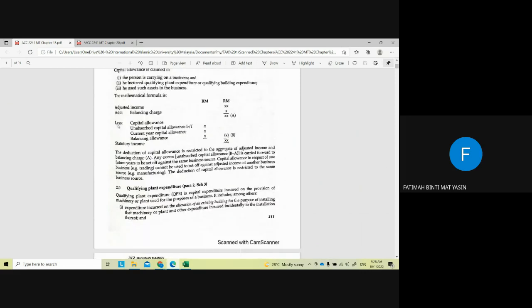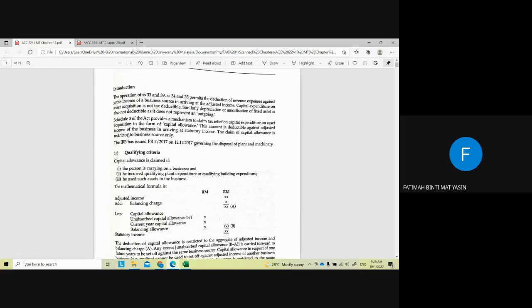If you still remember, the capital allowance is deducted after the adjusted income. But before that, we add the balancing charge. If the company has a balancing charge, then you minus capital allowance, which is inclusive of unabsorbed capital allowance brought forward and current year capital allowance. And if the company has balancing allowance, you also need to deduct that. Then you will have statutory income.